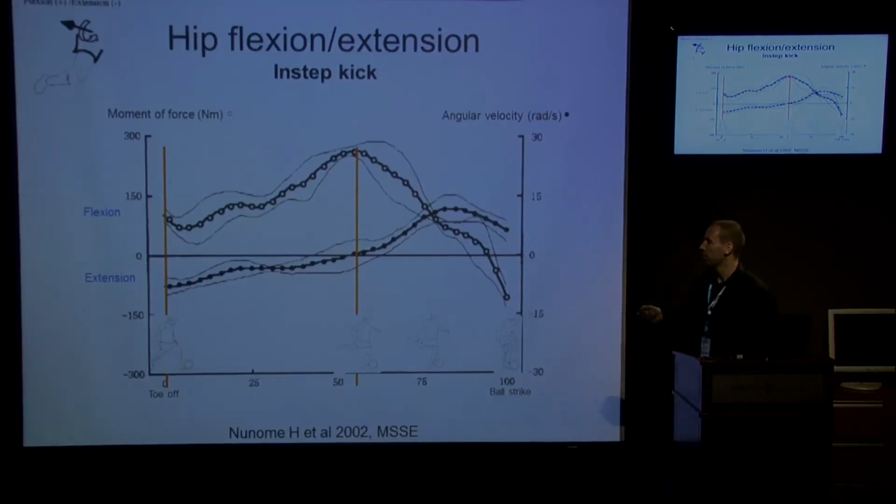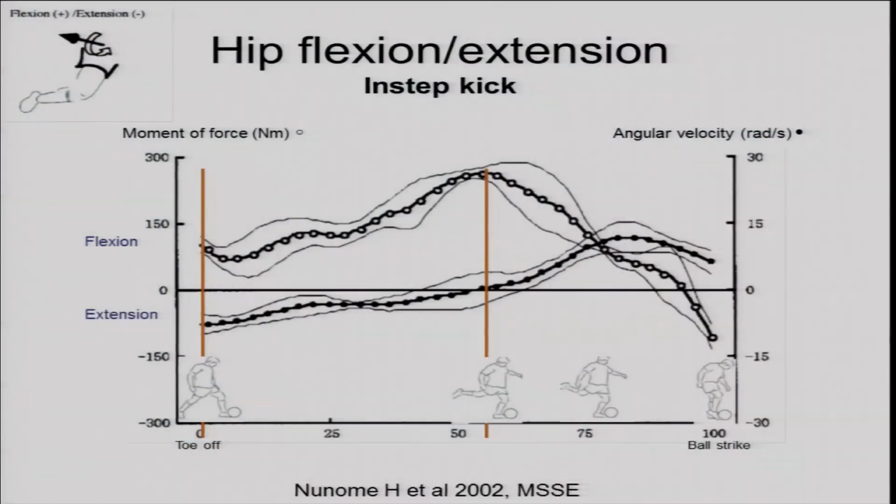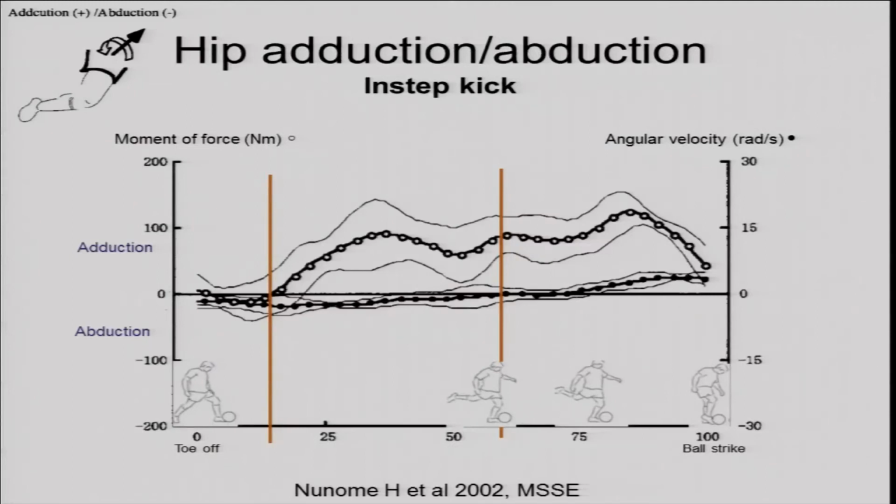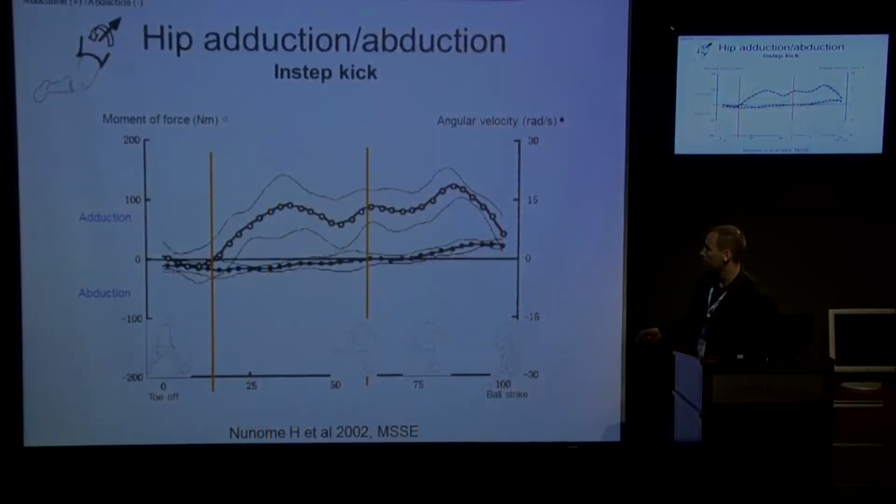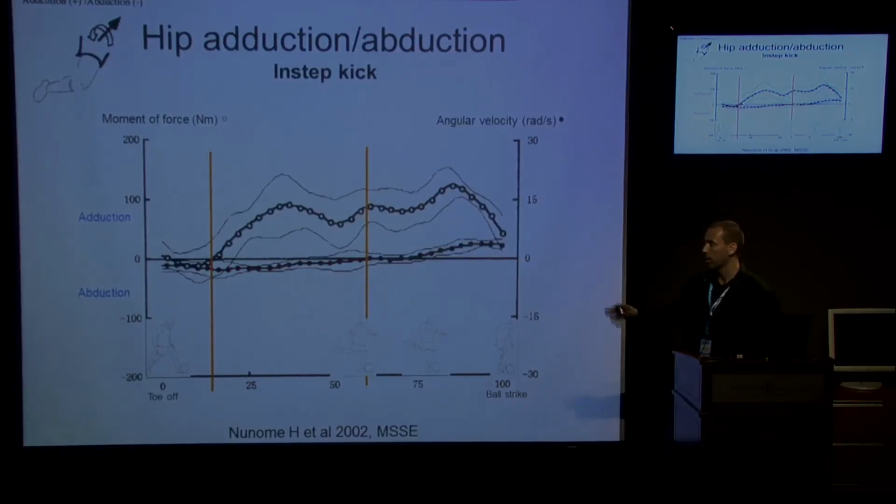So it can also be a motion-dependent moment of force that's decreasing this velocity here. Let's take a look at the adduction. The same thing is going on here. At least between approximately 15 and 60% of the kick, we have a negative value here, meaning that the leg is actually moving towards abduction. So the leg is moving outward relative to the hip. But the moment of force is positive, so it's against adduction. So this could mean that we have some eccentric work here during the backswing phase.